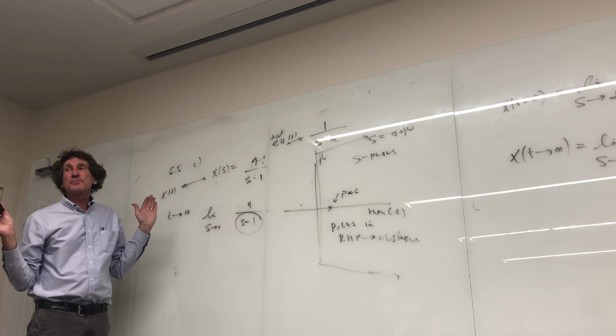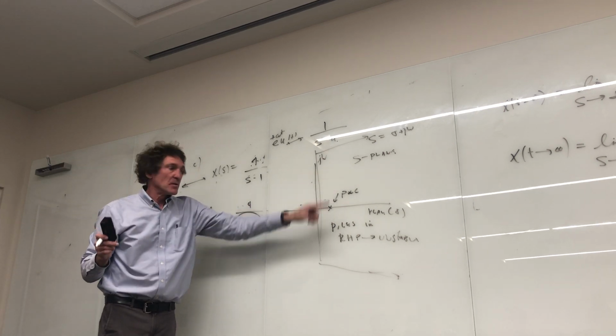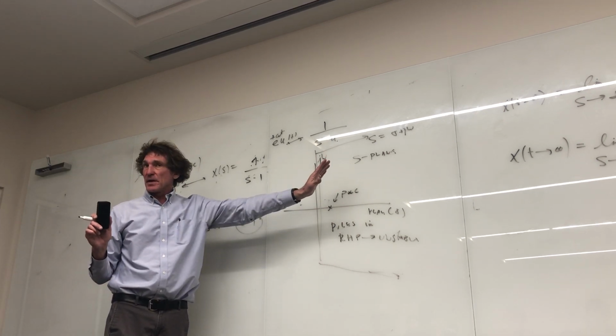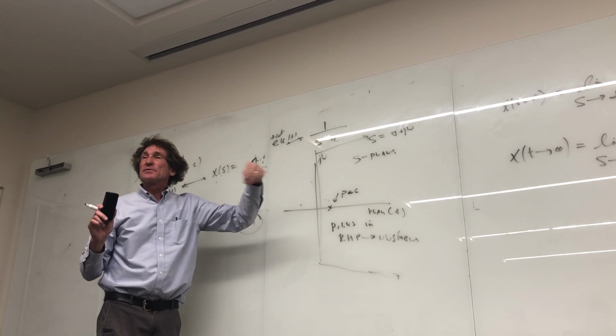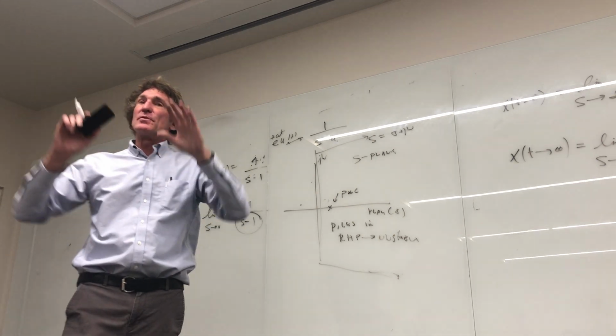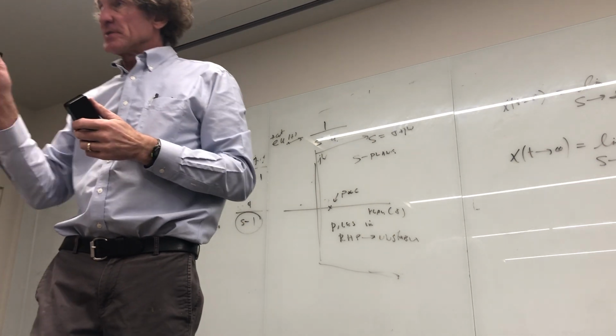Remember that. Any poles in the right half plane, could be up here, could be here, anywhere in the right half plane, means this function is unstable. Okay, everyone? And what it really means is systems are going to grow to infinity as time goes to infinity, whatever the value is.